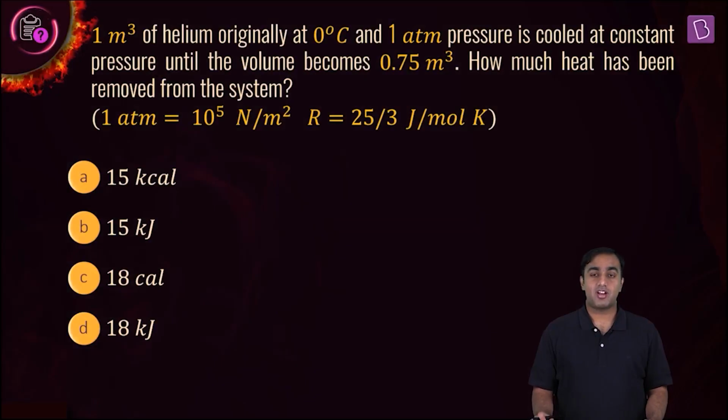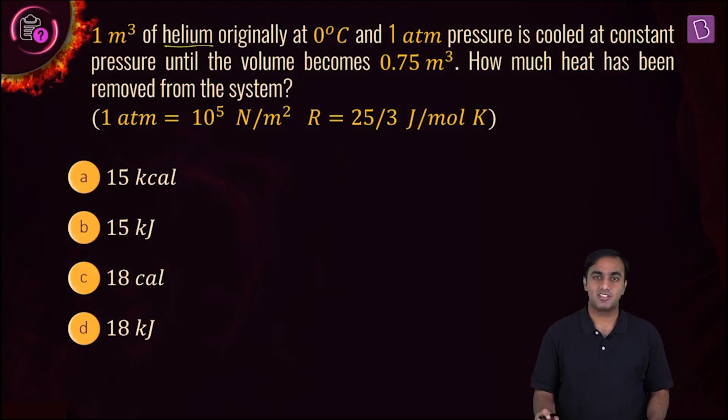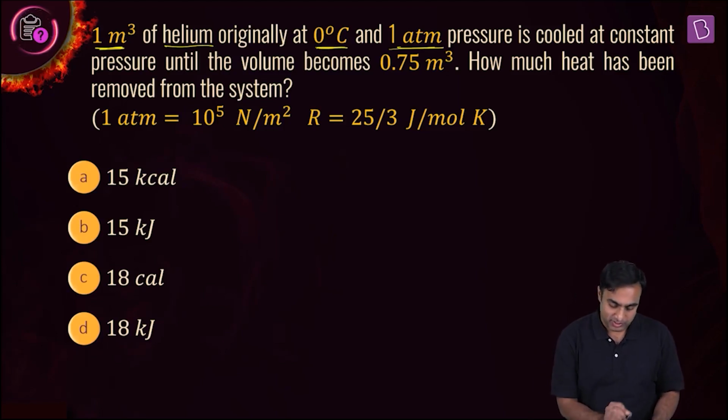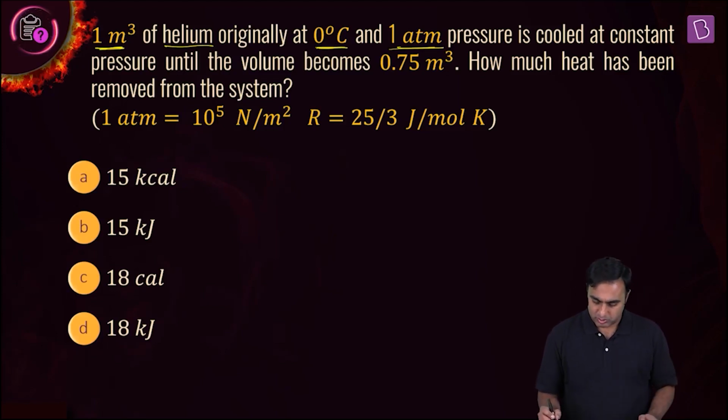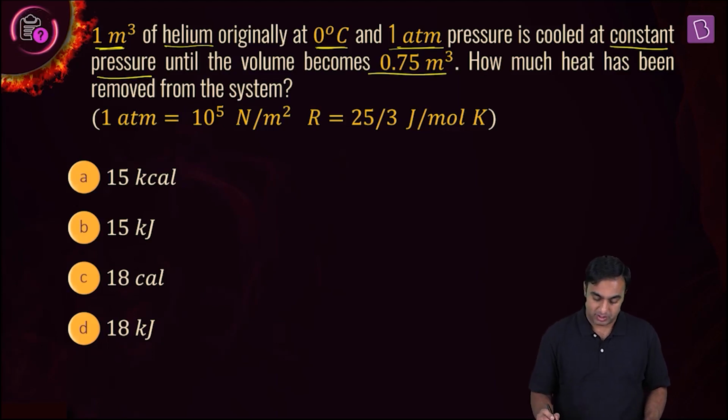Next, we have a question on isobaric process. Here we have a sample of helium gas, which is a monatomic gas, taken initially at temperature 0 degrees Celsius and pressure 1 atmospheric pressure. Also, its volume initially is 1 meter cube. Now it is cooled at constant pressure until the volume becomes 0.75 meter cube.